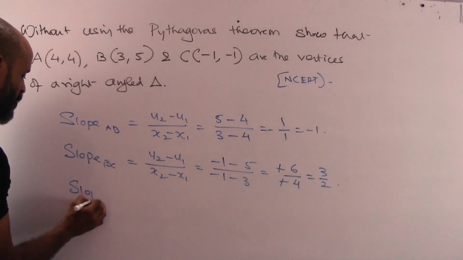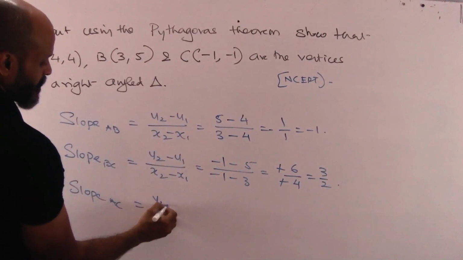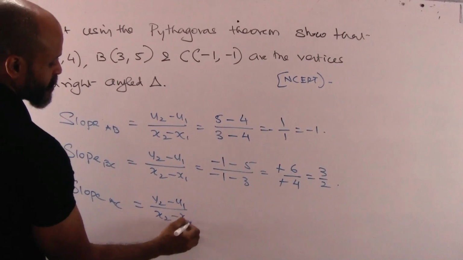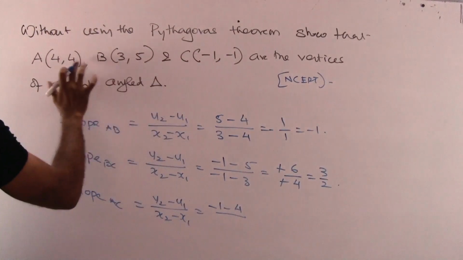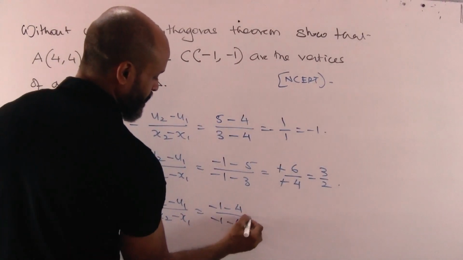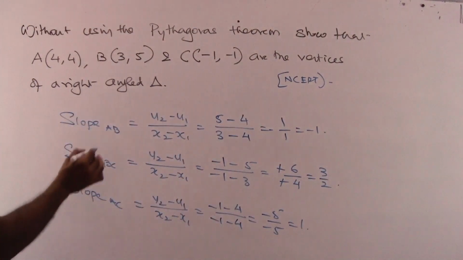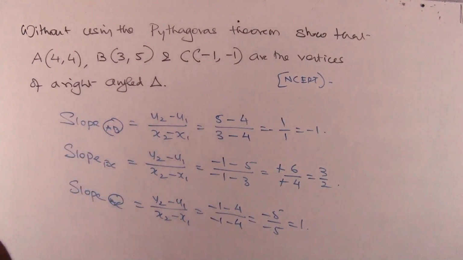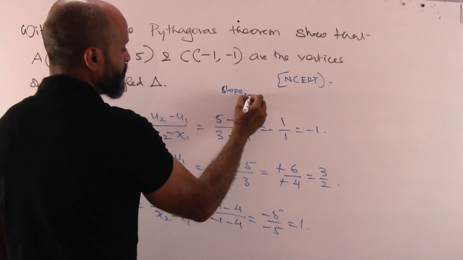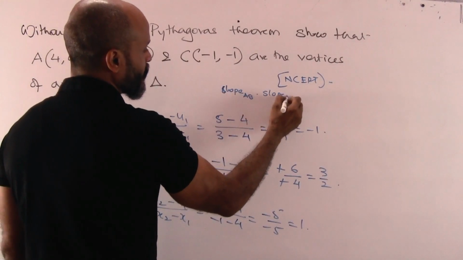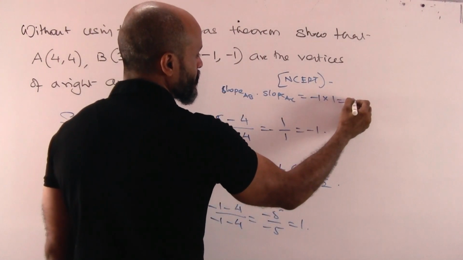Okay, so let's say the slope of AC. What will this be? Again, y2 minus y1 upon x2 minus x1. The slope of AC is minus 1 minus 4 upon minus 1 minus 4, so this will be minus 5 by minus 5, that is 1. So if you look into this, the slope of AB into the slope of AC, take any two sides, this will be minus 1 into 1, that will be minus 1.